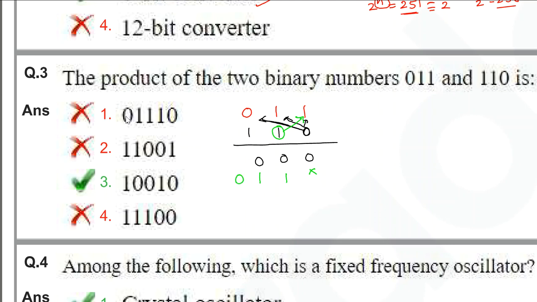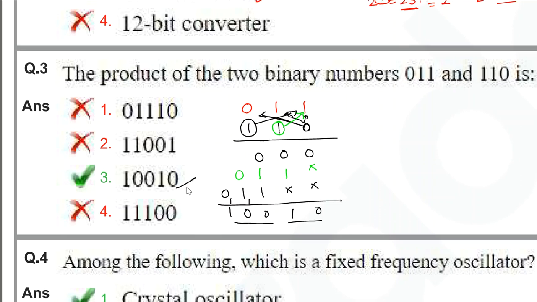Now let's take the third digit here. So third digit, 1 into 1. Leave one place here. 1 into 1 is 1. Another 1 into 1 means 1. Next one will be 0. So sum up all these values here. 0, 1, 1 plus 1 means 0, carry will be 1. So 1 plus 1 means 0, carry will be 1, 1 here. So the answer will be 10010. So option 3 is the right answer.